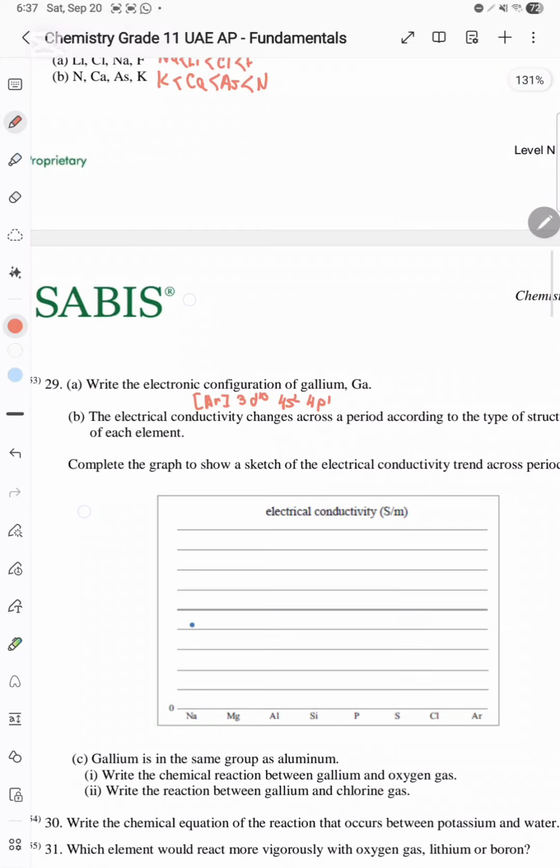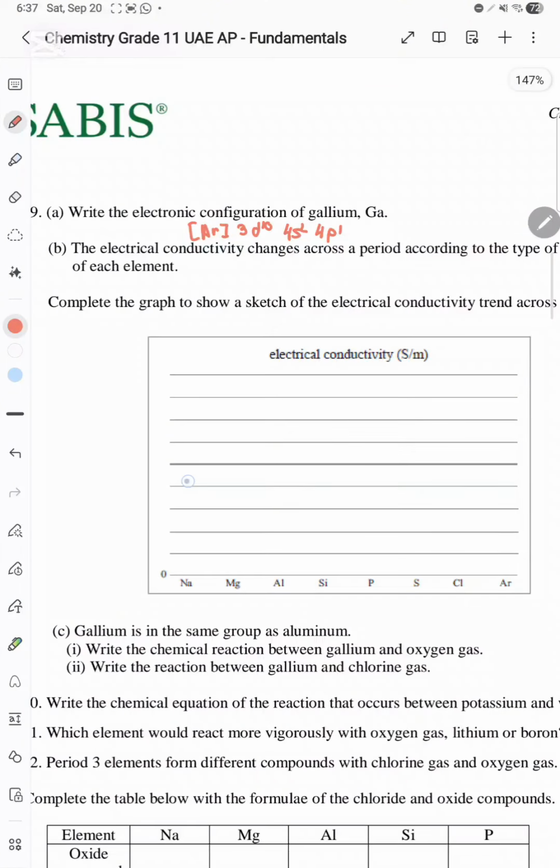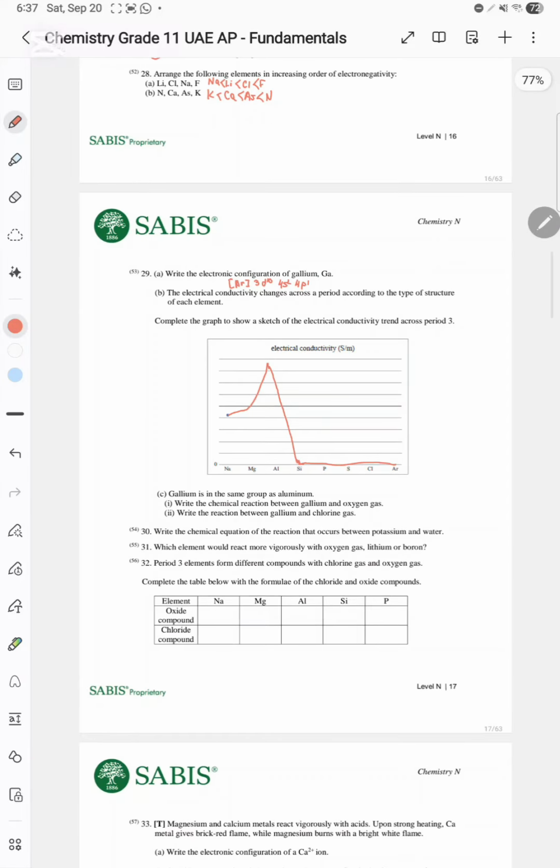So the electric conductivity changes across a period according to the type of structure. Complete the graph to show how it changes. So we know that it's increasing from Mg to Al, and then it drops suddenly at Si and flatlines here. It's dropped here, by the way, it's just my pen. And flatlines. That's it. That's all you need to know.